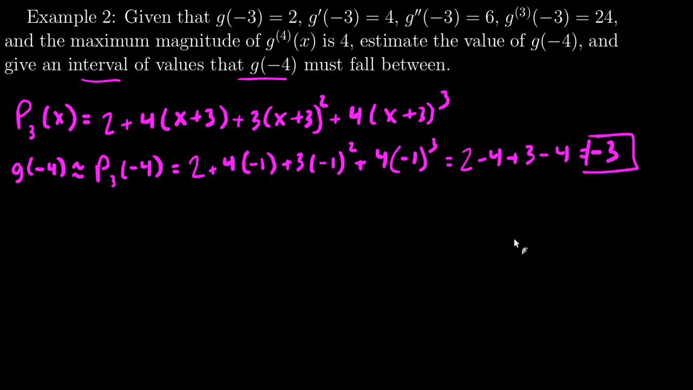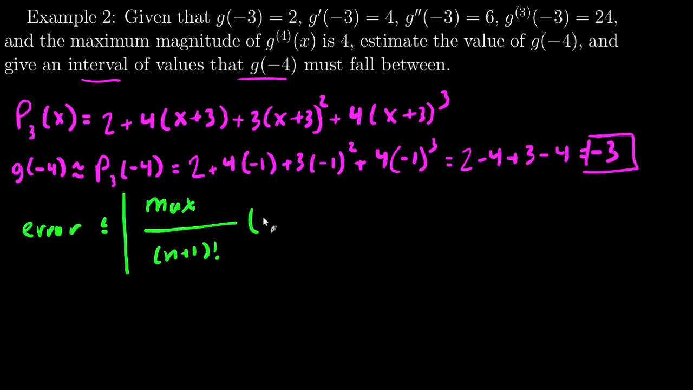But the obvious question that you should be wondering is, how close is that? Because it's an approximation, I want to get close enough. And how do I know if I get close enough? And that's where we use the Lagrange error bound. So my error has to be less than or equal to the maximum divided by n plus 1 factorial times the distance, which is going to be x minus a, which is x plus 3 to the n plus 1.